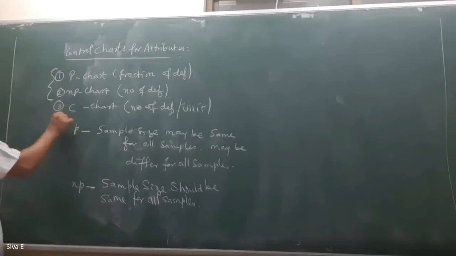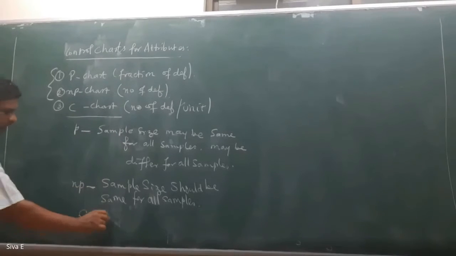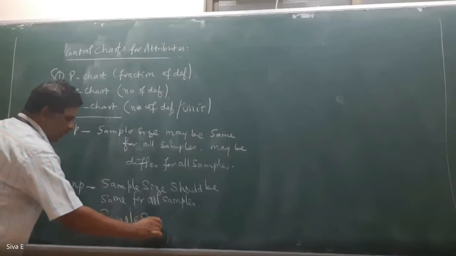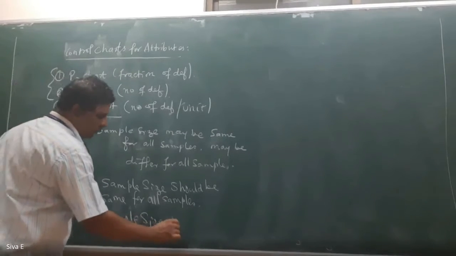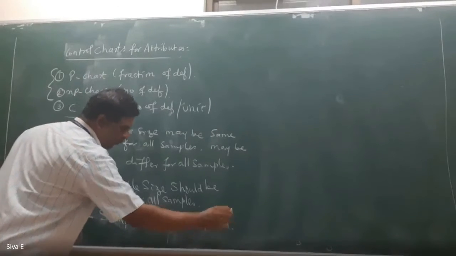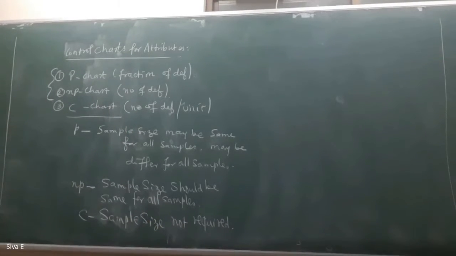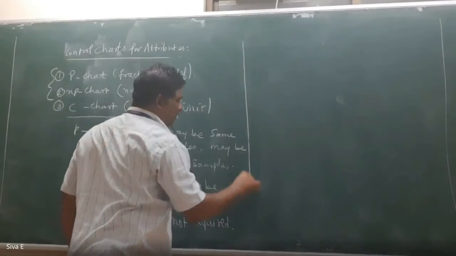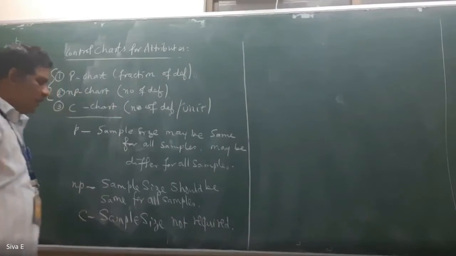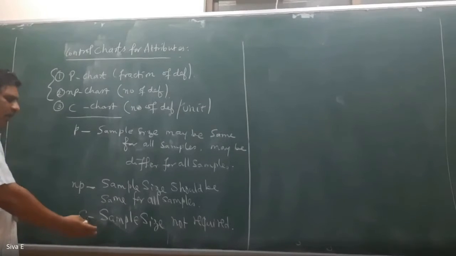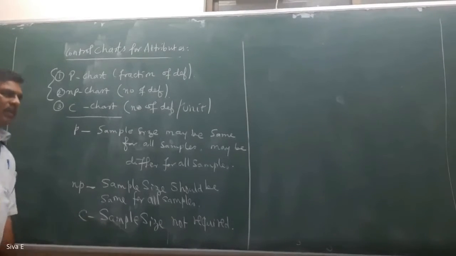But the C chart is totally different. For the C chart, sample size is not required. In case sample size is given, you can think about the P chart or NP chart. If sample size is not given, directly we can go to the C chart.